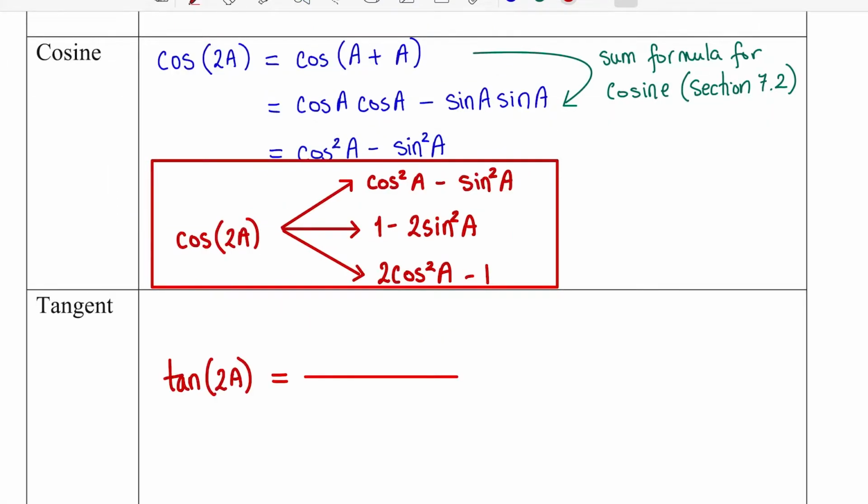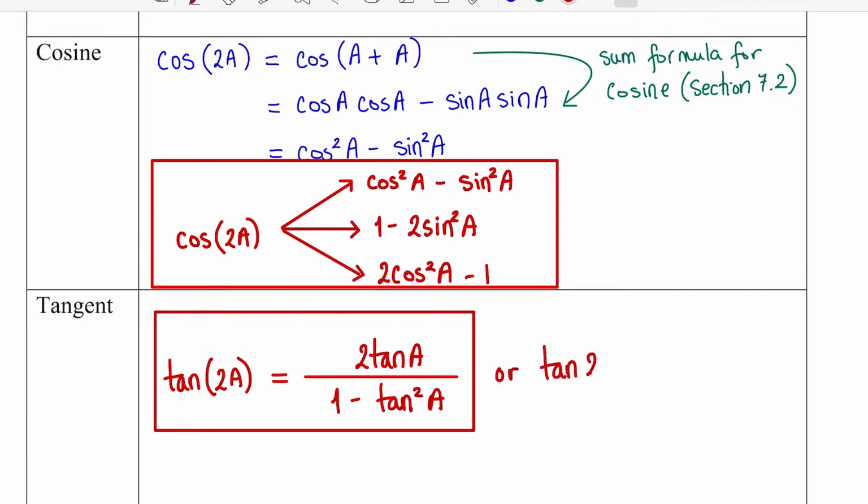Tangent of double angle is tangent 2A. And tangent 2A is equal to 2 tangent A over 1 minus tangent square A. Or you can use sine of 2A divided by cosine of 2A.